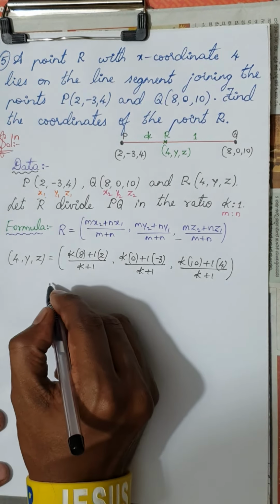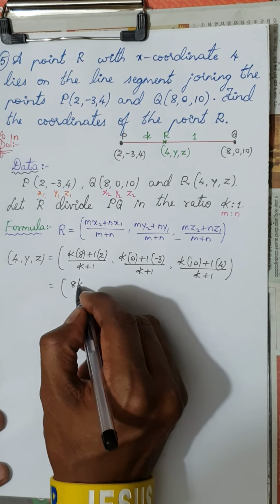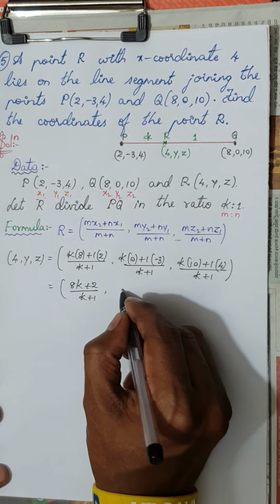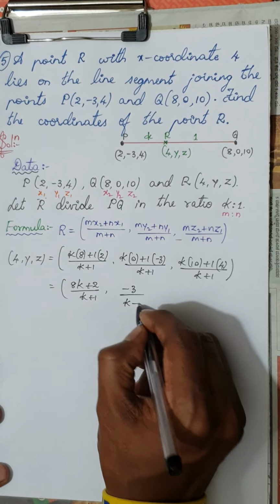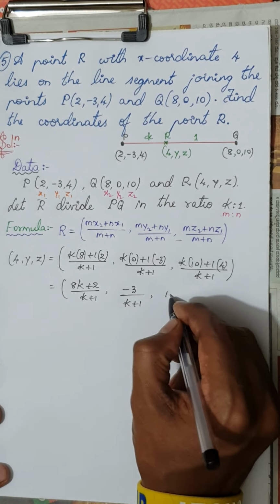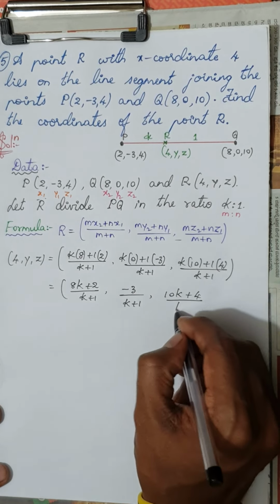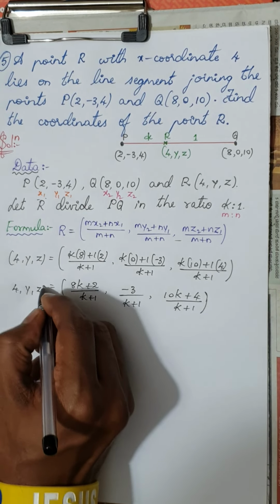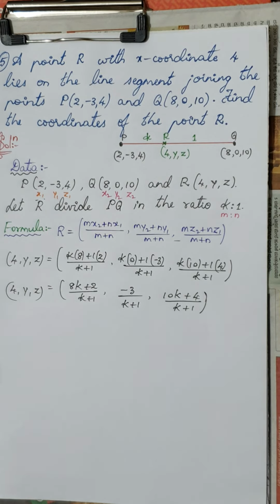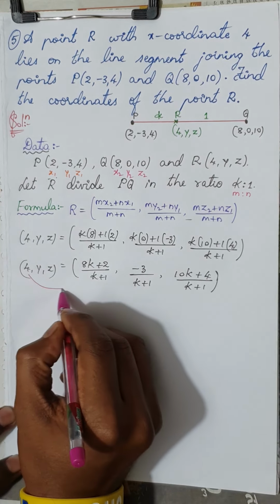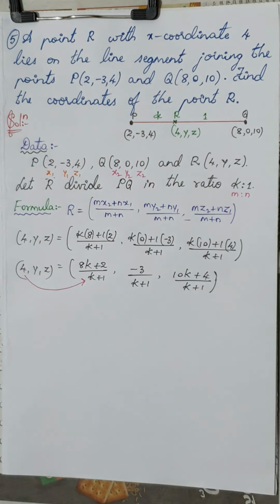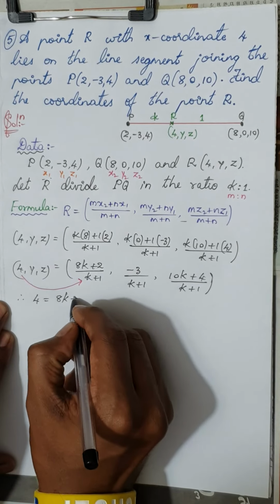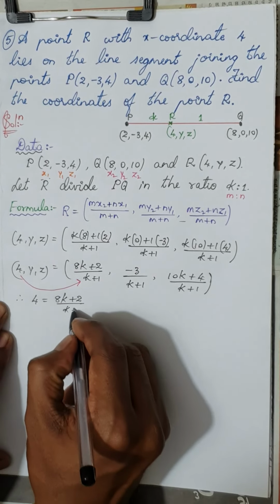Okay, so simplifying we get, this is 8k plus 2 divided by k plus 1, and k times 0 is 0, so this is -3 divided by k plus 1, and finally 10k plus 4 divided by k plus 1. This value is actually nothing but 4, y, z. Now what we will do is, first let me equate the x coordinates. If you equate the x coordinates, you will get the value of k. Therefore, I have 4 is equal to 8k plus 2 divided by k plus 1.